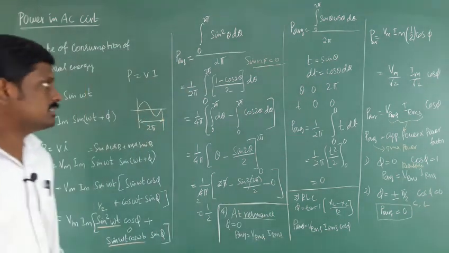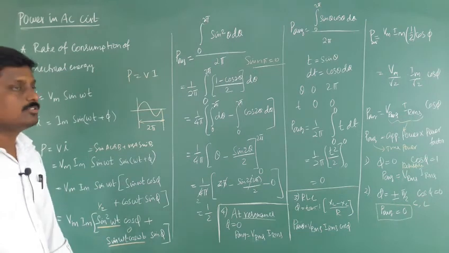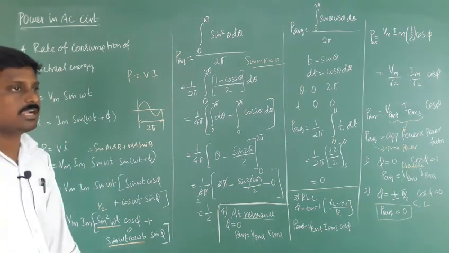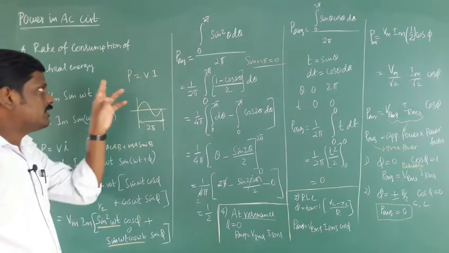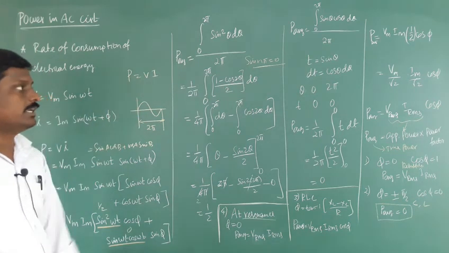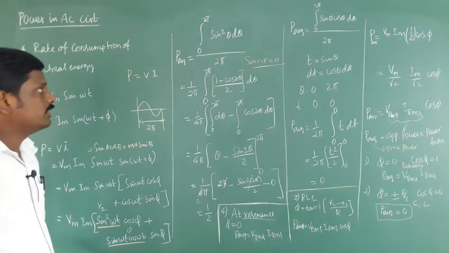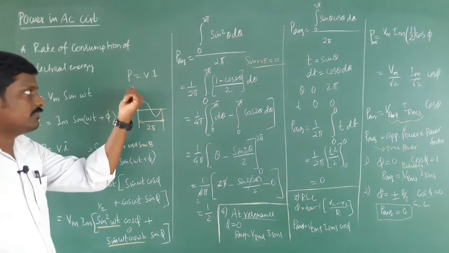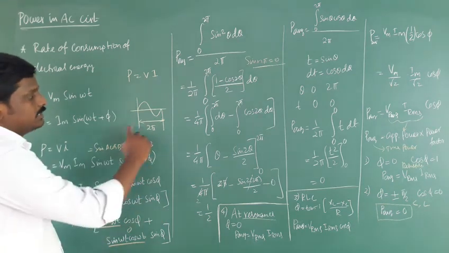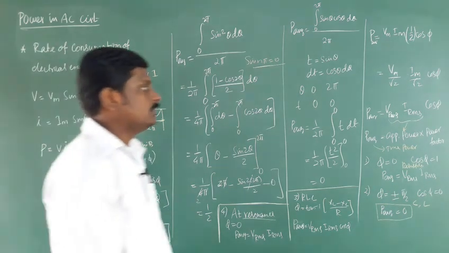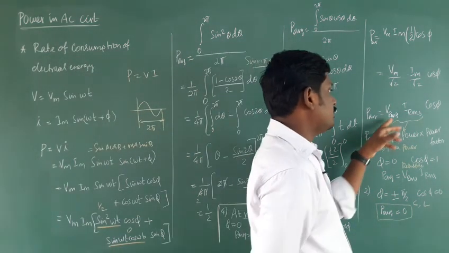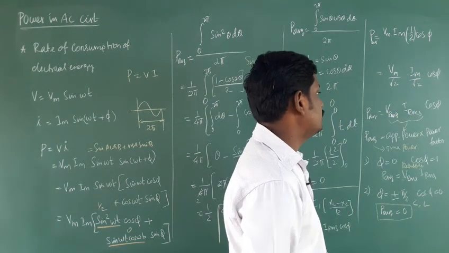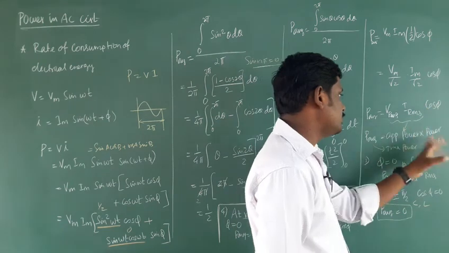So in this class we have discussed power in an AC circuit. Power in an AC circuit is defined as the rate of consumption of electrical energy in that circuit, the product of voltage and current. We found the power at an instant first, then averaged it over a complete cycle, that is 2 pi. Finally we get P average equal to Vrms Irms cos phi, where Vrms Irms is the apparent power and cos phi is the power factor.